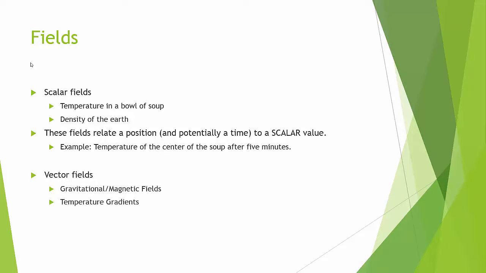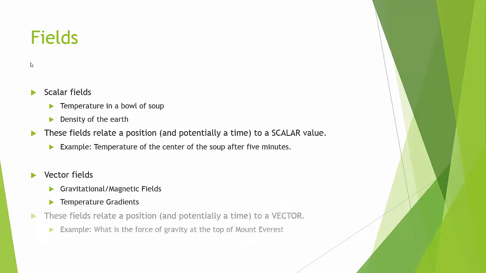A vector field, on the other hand, is things like a gravitational field or a magnetic field. These fields relate a position and possibly a time to a vector. Something like, what is the force of gravity at the top of Mount Everest? Once again, just to clarify, the force is actually the force of gravity, and it's pulling you towards the center of the Earth. It's pulling you towards the mass. And given your position relative to the center of mass of the Earth, you're able to calculate the force of gravity on the top of Mount Everest.